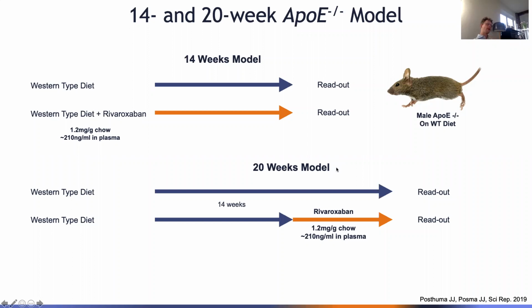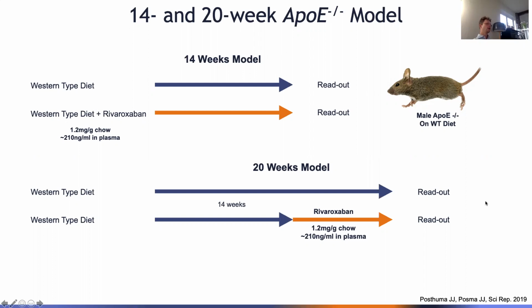Because what are we doing here? Well, in the first 14 weeks, both groups receive just a regular Western-type diet. So they develop massive amounts of plaque in the aorta and in the carotids, and they develop massive amounts of atherosclerosis. After 14 weeks, we switch one group to rivaroxaban treatment for an additional 6 weeks. And then we have a readout.